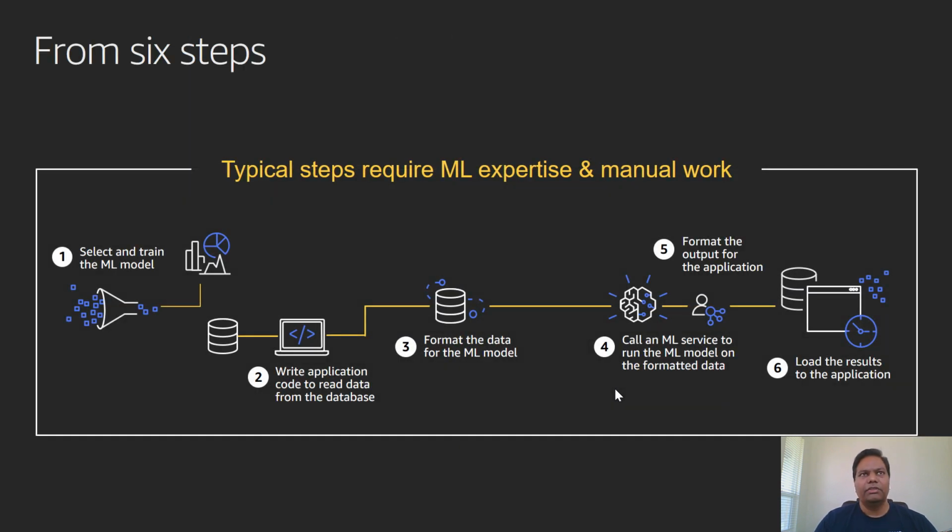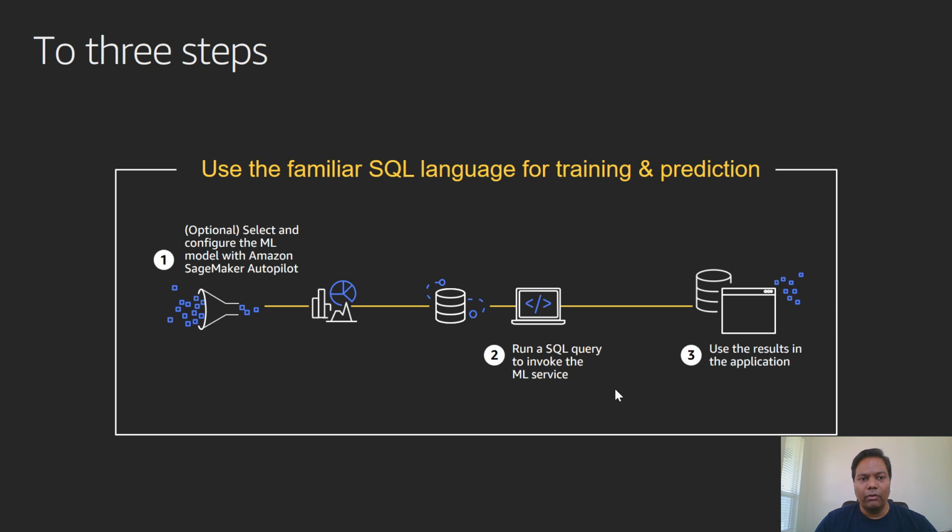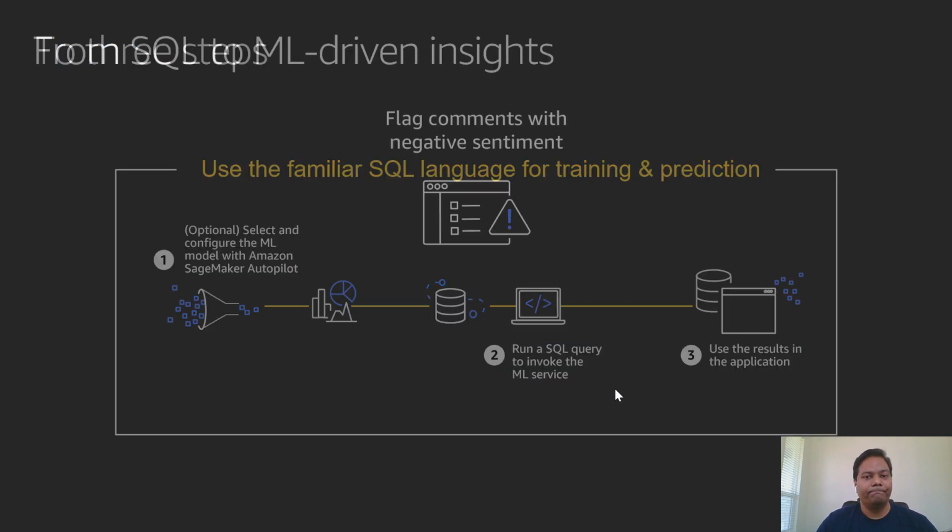So this integration of machine learning with Aurora actually takes you from the six steps to three steps or even fewer, which is just to select the machine learning model. In the case of Comprehend, you don't even have to do that. Step two is to run a SQL query. And then step three is to use the results in the application. It is really that simple.